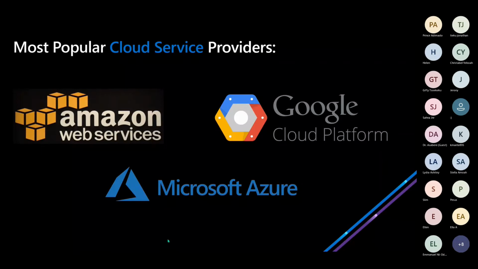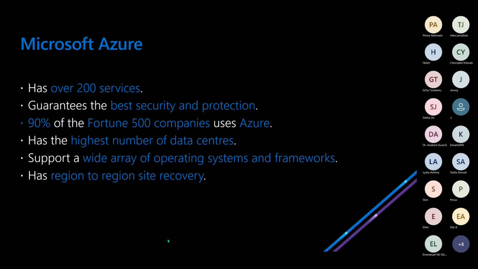Microsoft Azure has over 200 services. Also, it guarantees the best security and protection. Microsoft Azure hosts 90% of the Fortune 500 companies. The Fortune 500 is an annual list compiled and published by Fortune magazine, which ranks the 500 largest United States corporations, right? And 90% of these companies run on Microsoft Azure, so it's a big deal.